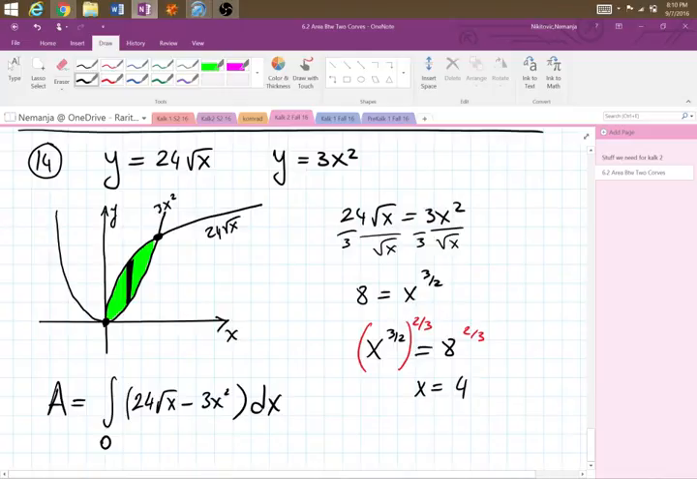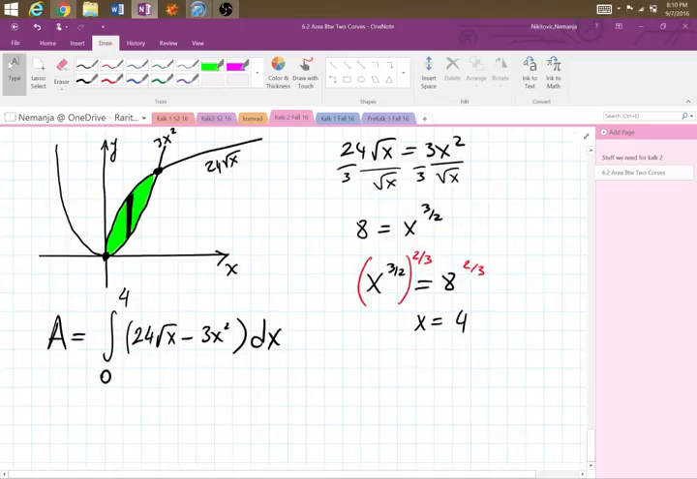Still looking at it, right? 2/3. 2 is the exponent, that's squaring. And thirds, it's a cube root. So cube root of 8 is 2. Do that first. And then 2 squared is 4. On the left side, they cancel out because with an exponent of an exponent, they multiply. So we have x equals 4.